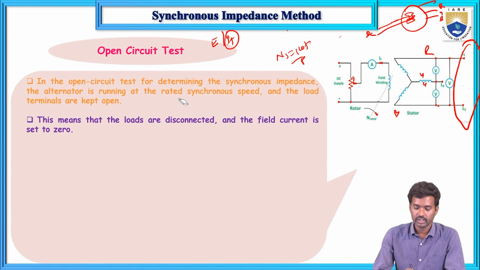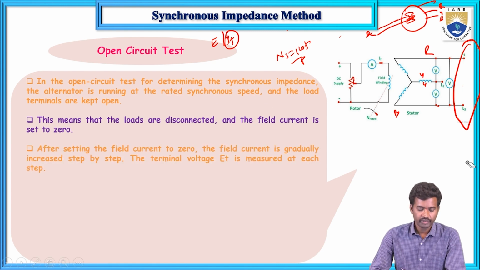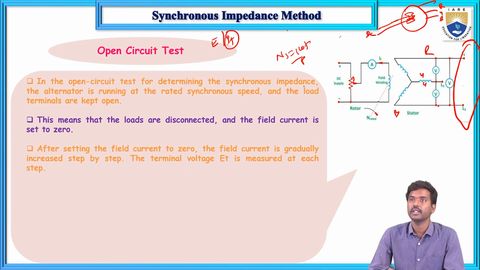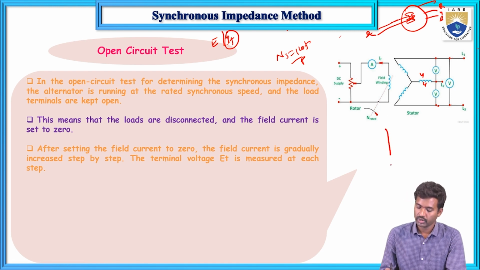Now next case, after setting field current to 0, the field current is gradually increased step by step. How will we increase the field current? By rheostat. There is a rheostat setup, by increasing or decreasing it you can change this current value. So change this current step by step, and the terminal voltage is measured at each step. At each step, take the values from here.